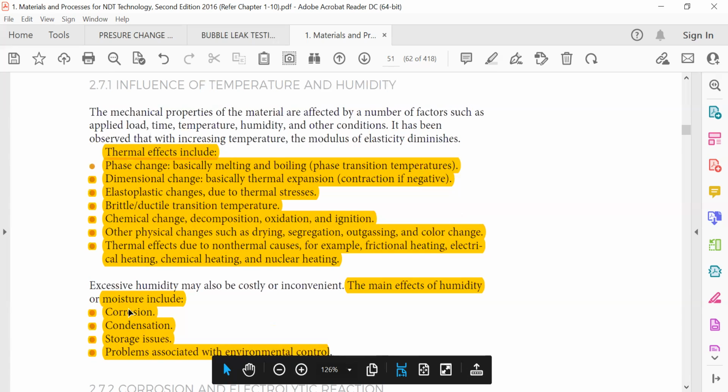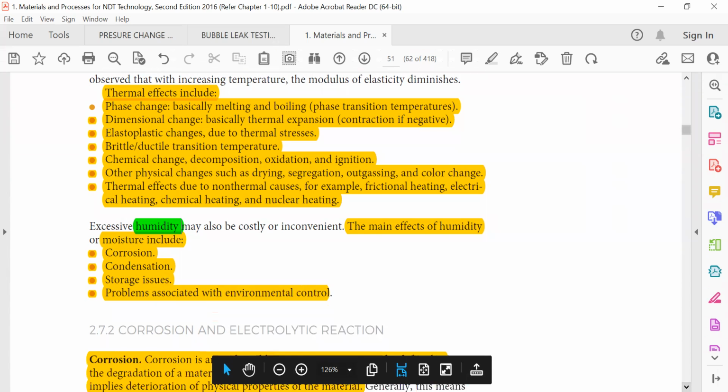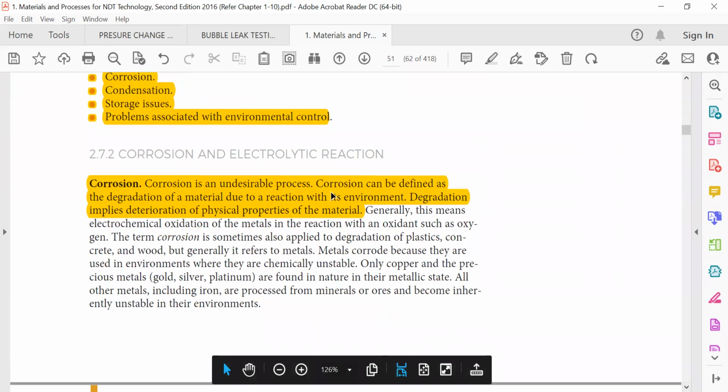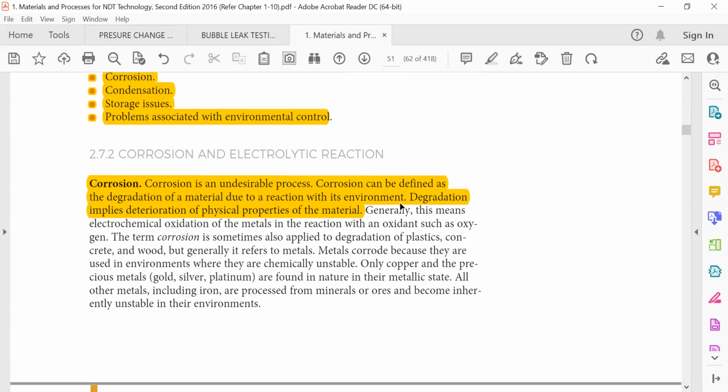Excessive humidity: corrosion, condensation, storage issue, problem associated with environmental control. Corrosion is an undesirable process, which can be defined as degradation of material due to the reaction with its environment. Degradation implies deterioration of physical properties of the material.